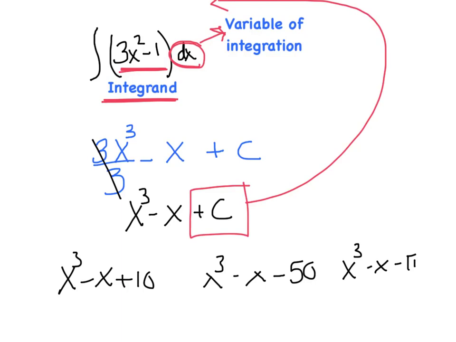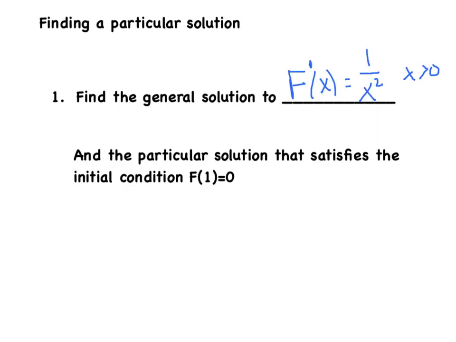If I take each one of their derivatives, I get 3x squared minus 1, and the constant would disappear. Again 3x squared minus 1, and that would disappear. So these are general solutions when I have this plus c, because there's an infinite amount of answers. Our goal today is not to find general solutions, but to find particular solutions.